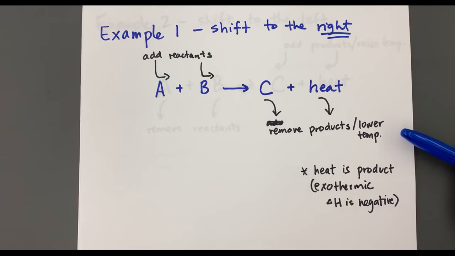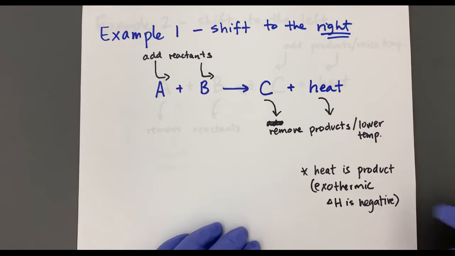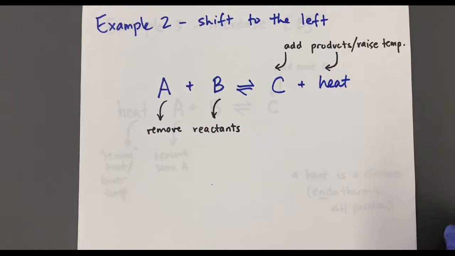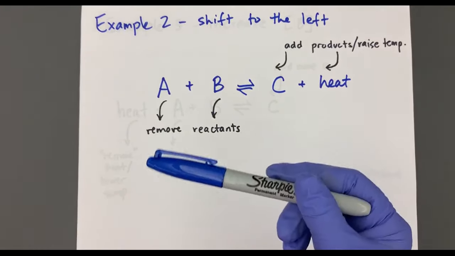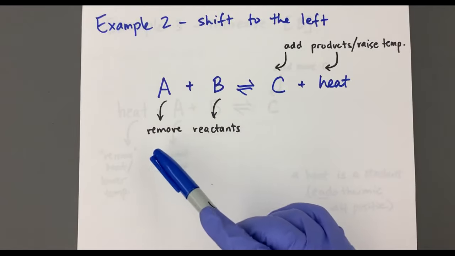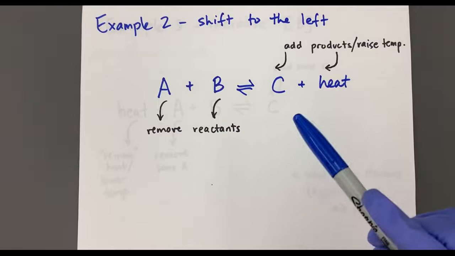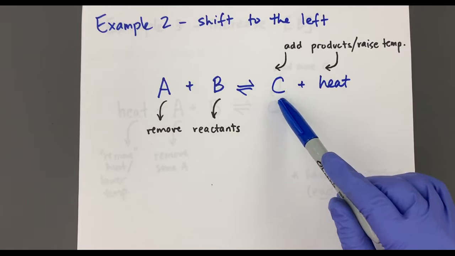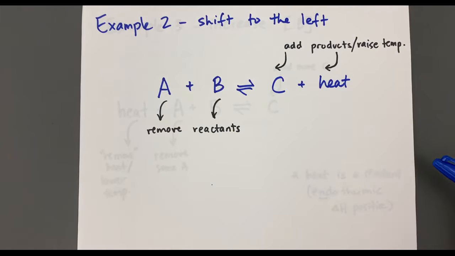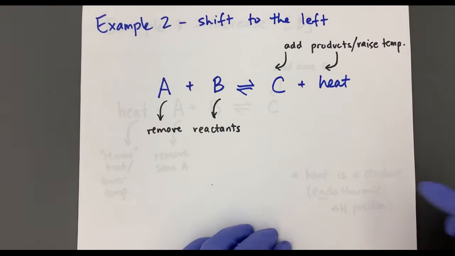In this particular case, because heat is a product, that means that this reaction is exothermic, meaning delta H is negative. Example number 2, a shift to the left. Again, the same reaction, but we would like to shift it in the other direction, to the left. In this case, we can either remove the reactants, either remove A or remove B, or we can add the products. In this case, we can add C or add heat. Add heat just means raising the temperature.